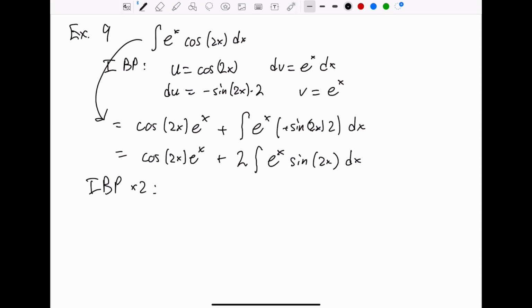Once again, I will choose u to be the trigonometric function, which is now sine of 2x. dv is e to the x. Derivative of sine of 2x is 2 cosine of 2x, applying the chain rule. Antiderivative of e to the x is e to the x.